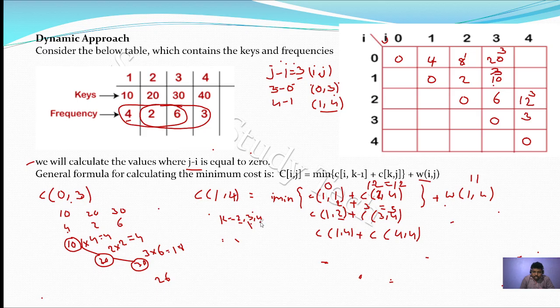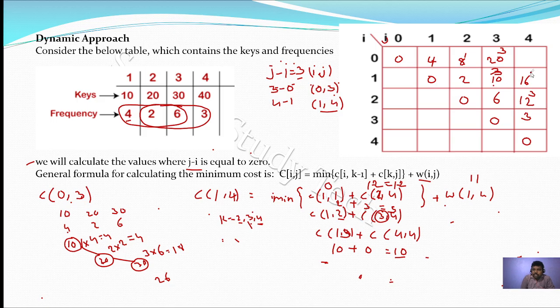Here also the k value is 4. So that is C of 1 comma 3, whose value is 10, 10 plus C of 4 comma 4, which is 0. Here it is 10, 5, 12. Which is the minimum? 5 is the minimum. So 5 plus 11 is 16. So C of 1 comma 4 is 16. Which key is considered as the root node? Here you can see the third key is considered as the root node.